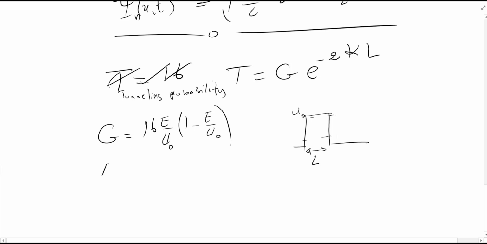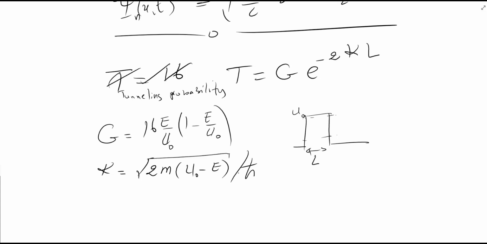Now, kappa itself is also related to the energy gap between these two numbers. It's going to be equal to the square root of 2 times the mass of the particle times the difference between, again, the potential maximum in this case minus E, divided by h bar. So this is basically the expression you're going to be using, where L is the gap between them. So, problem 28.